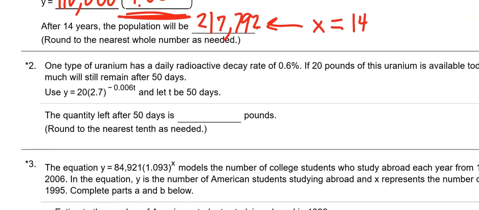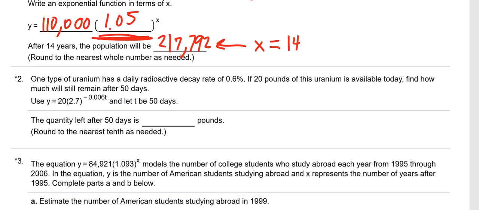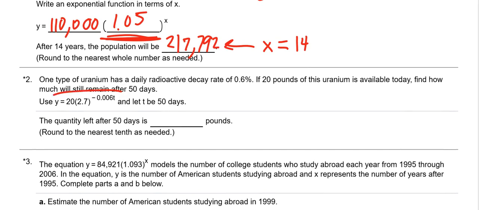Okay? Now, in question 2, it says one type of uranium has a daily radioactive decay rate of 0.6%. If 20 pounds of this uranium is available today, now look here. They have given me the formula to use. They're not asking me to write a formula. They gave it to me. And it says, so this tells me how much remains after T days. What do you think we're going to plug in for the time? And let the time be 50 days.